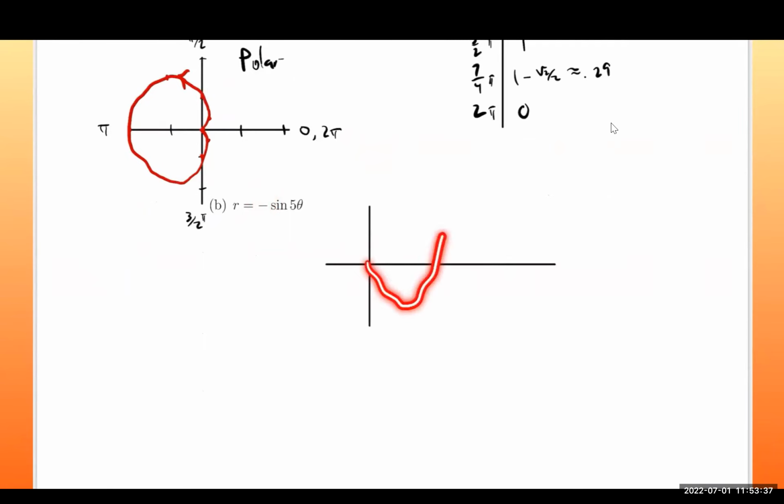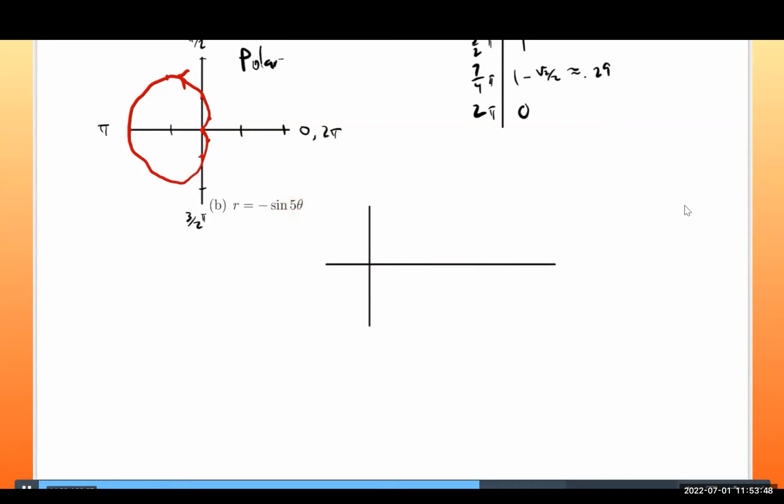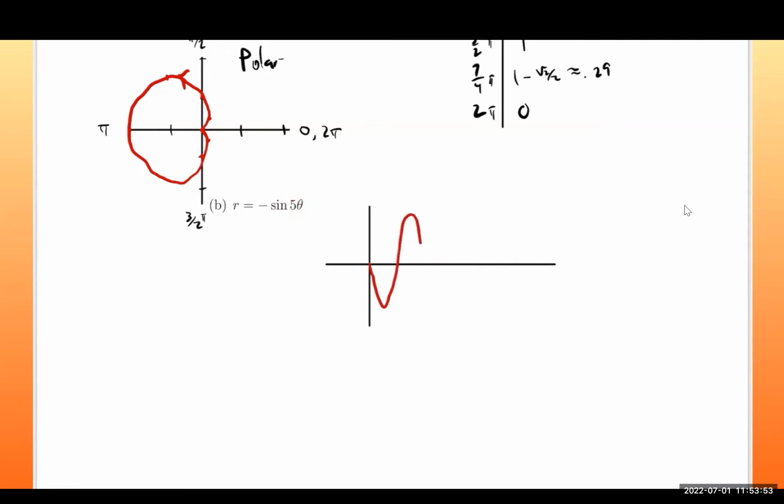So sine generally looks like this. That's one period. But since it's negative, that means it's going to start and go down first. And the period is going to be different. So from 0 to 2 pi, you're going to be able to fit 5 periods because of that coefficient in front of theta. So it's going to look something like this.